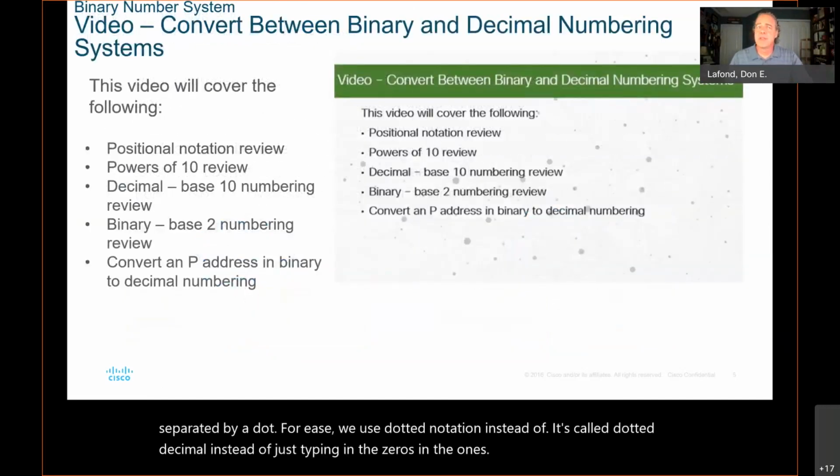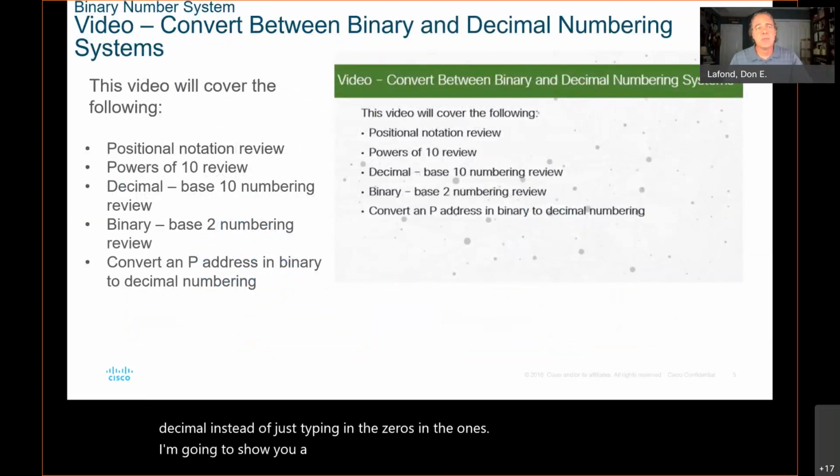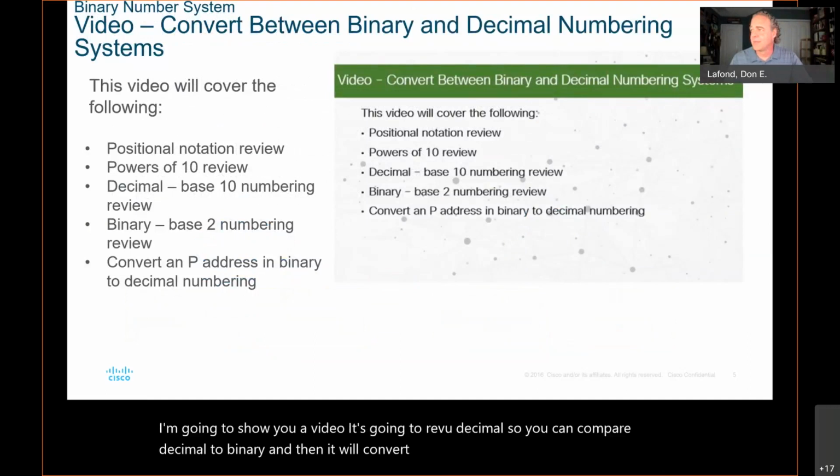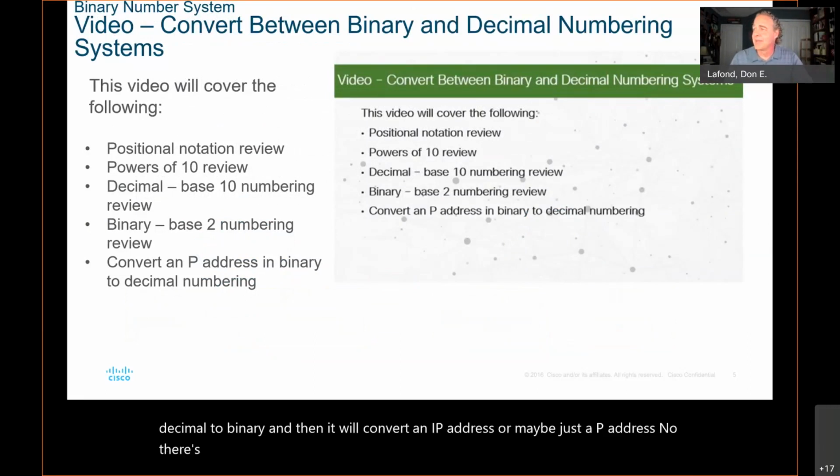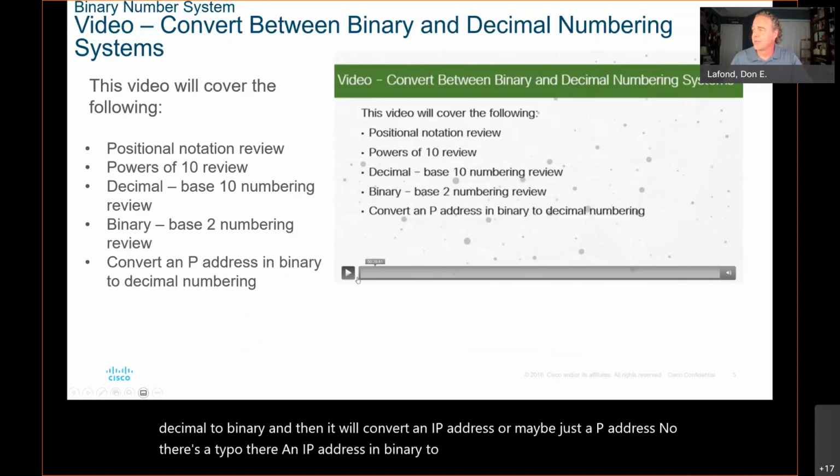I'm going to show you a video. It's going to review decimal, so you can compare decimal to binary, and then it will convert an IP address in binary to a decimal numbering. No, there's a typo there. So let's watch this video.